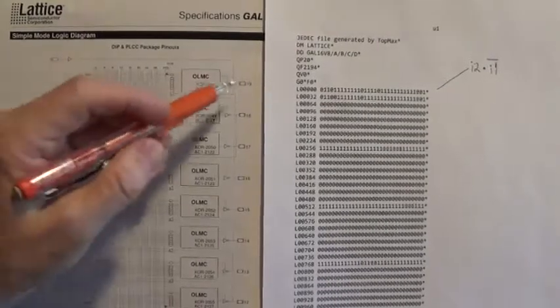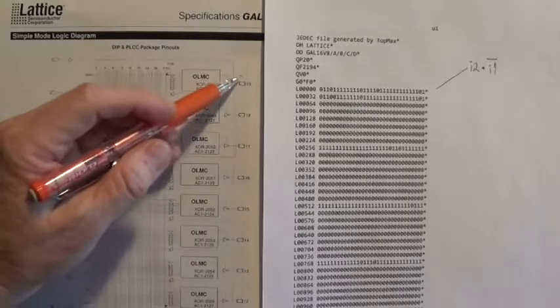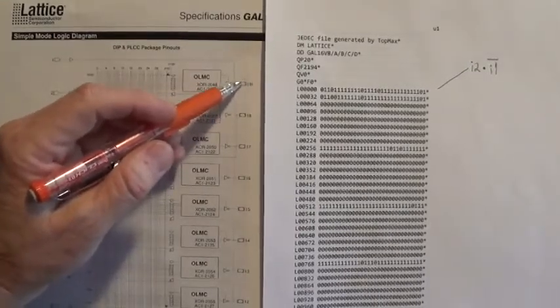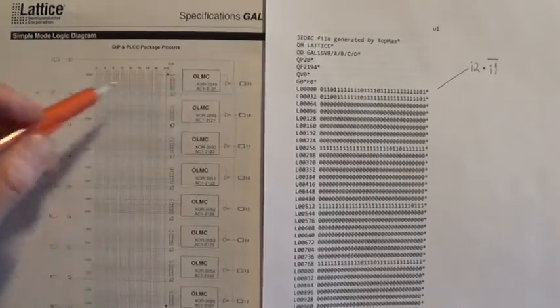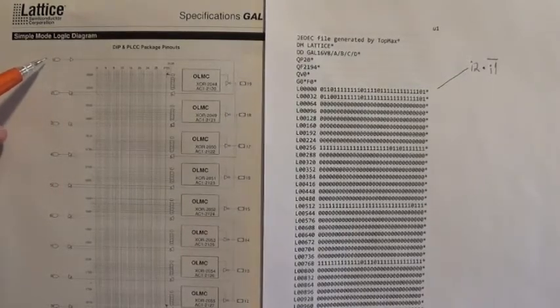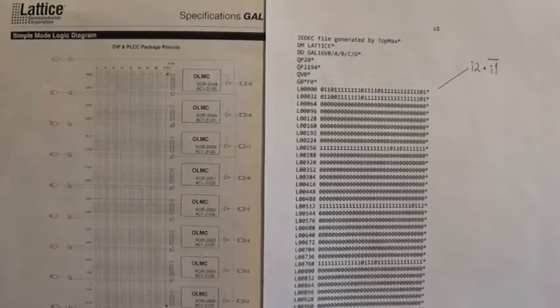So far, to make pin 19 activate, we know that pin 2 needs to be high and pin 1 needs to be low. Okay.